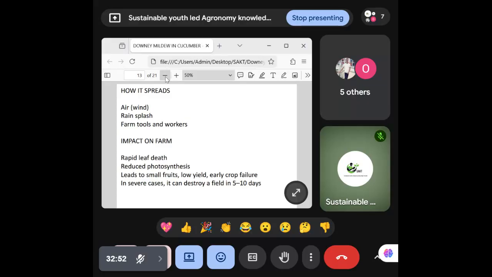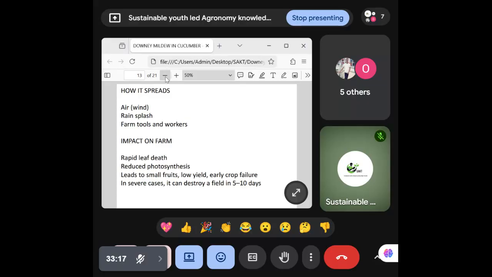And then if you are pruning, make sure you disinfect your materials. You are moving from one plant to another plant. Make sure you disinfect your hands and any tools you are using to work, because sometimes as farmers, we ourselves can be carriers. Imagine I touch a plant that is affected with Downy and I go to another plant. Automatically, I'm transferring the pathogen already.